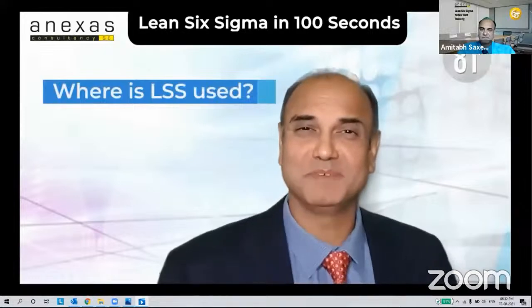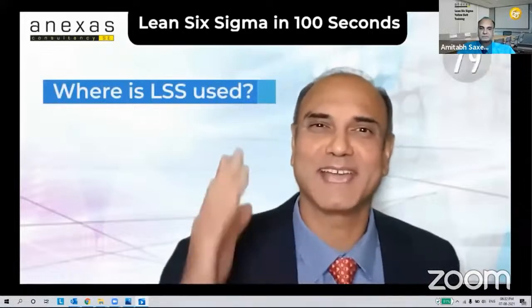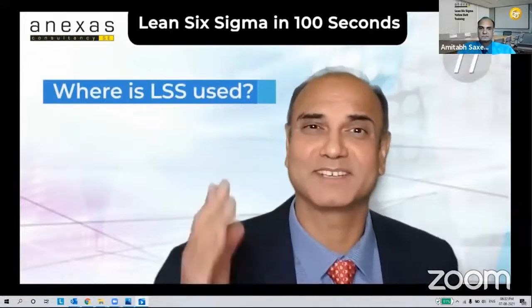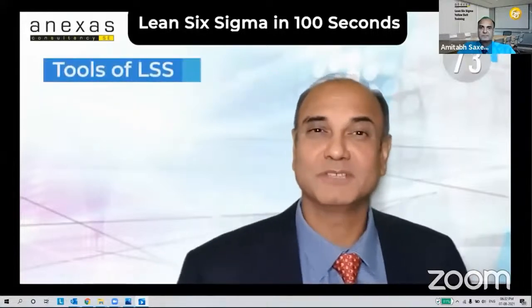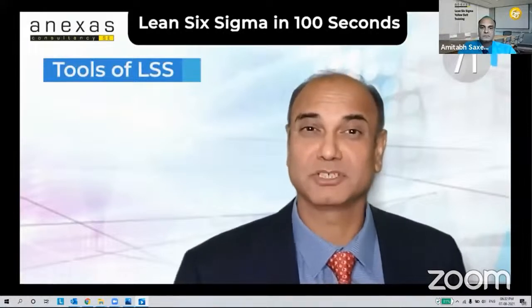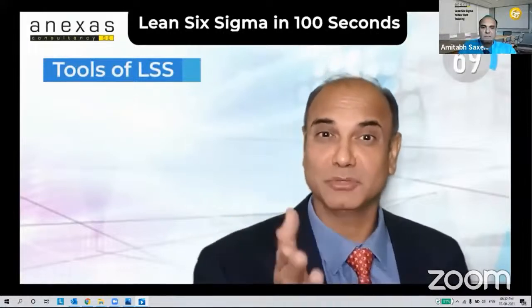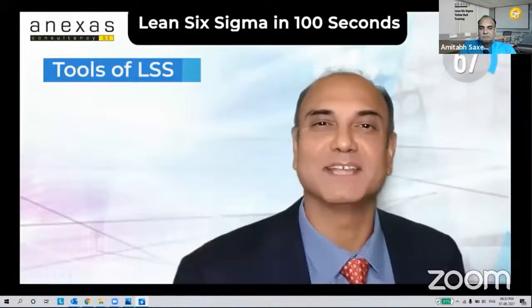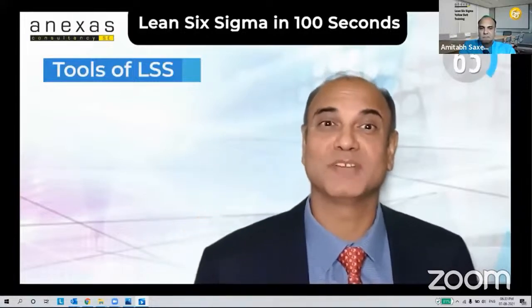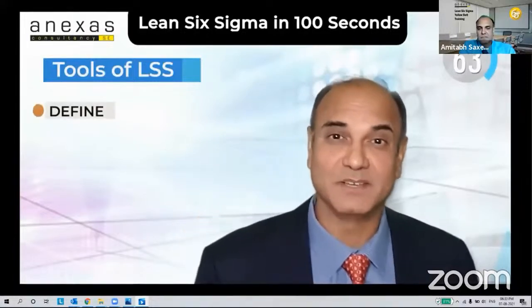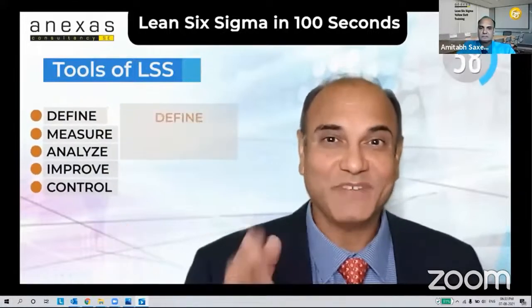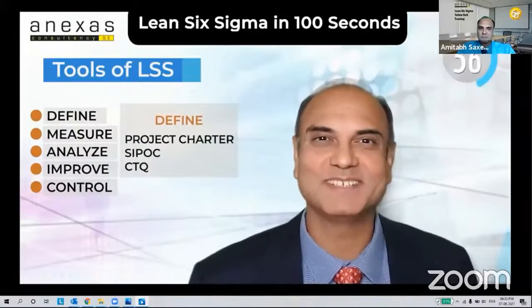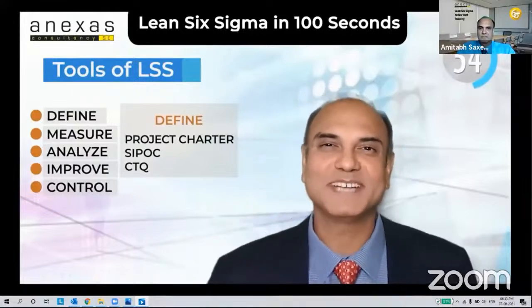It is used in all domains, be it manufacturing, services, oil and gas, IT, construction, banking, healthcare, textile, telecom, BPO, and whatnot. Here, we convert the improvement opportunities in the organizations to projects and train people like you who are working in these processes as green belts and black belts who execute those projects in 5 phases: define, measure, analyze, improve, and control.